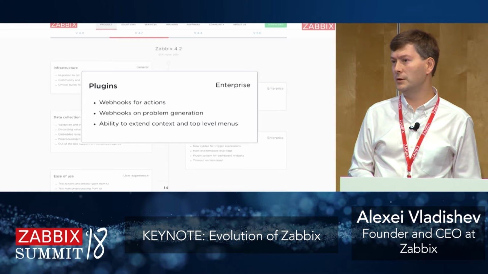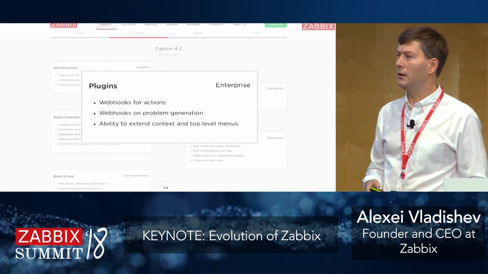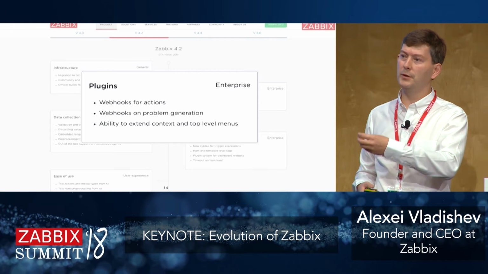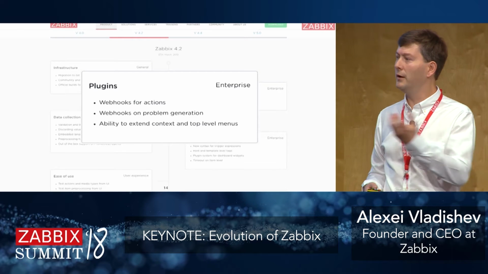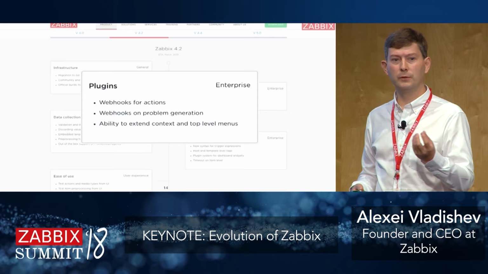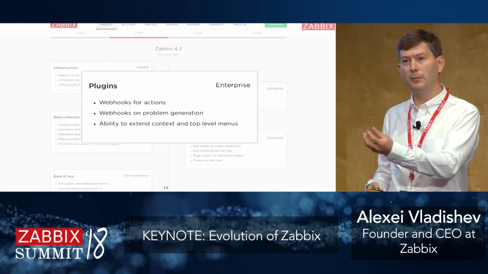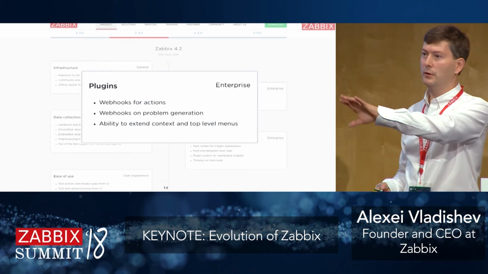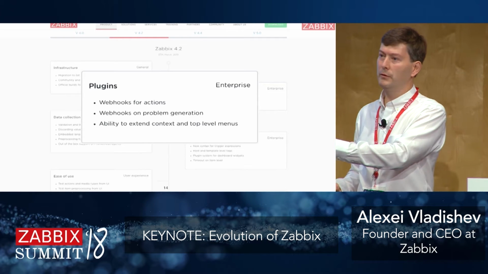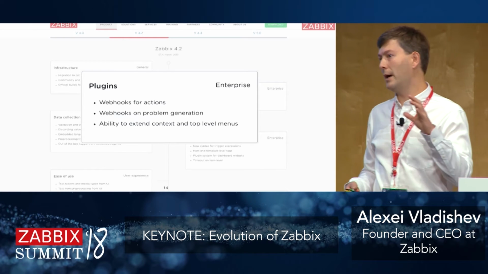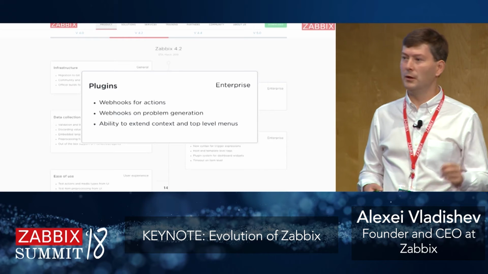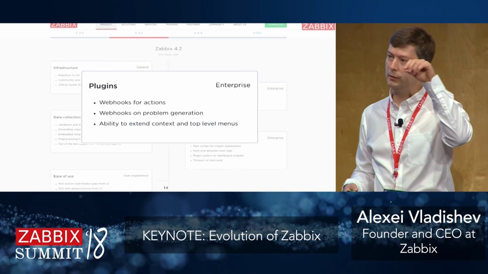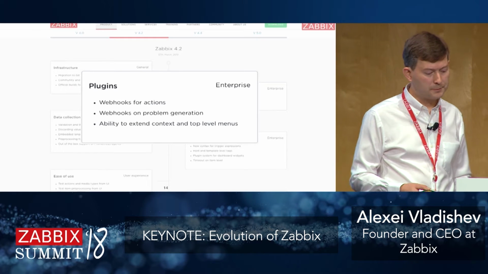Webhooks on problem generation are basically the way you may enrich problem details. You call an external service, and the external service may give you additional information and fill the problem with additional tags. So if you have topology information in an external system, the system may give you some additional data. If you have inventory data somewhere else, using this hook, you may basically grab this inventory data and put it into problem details.